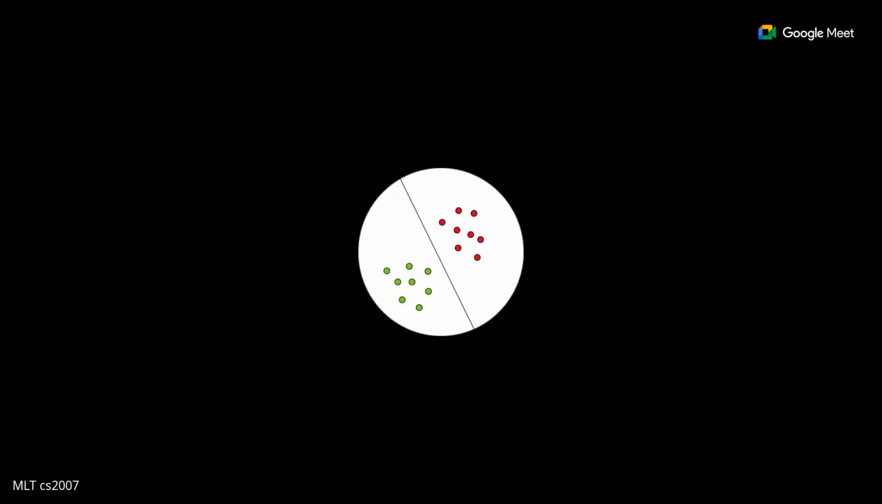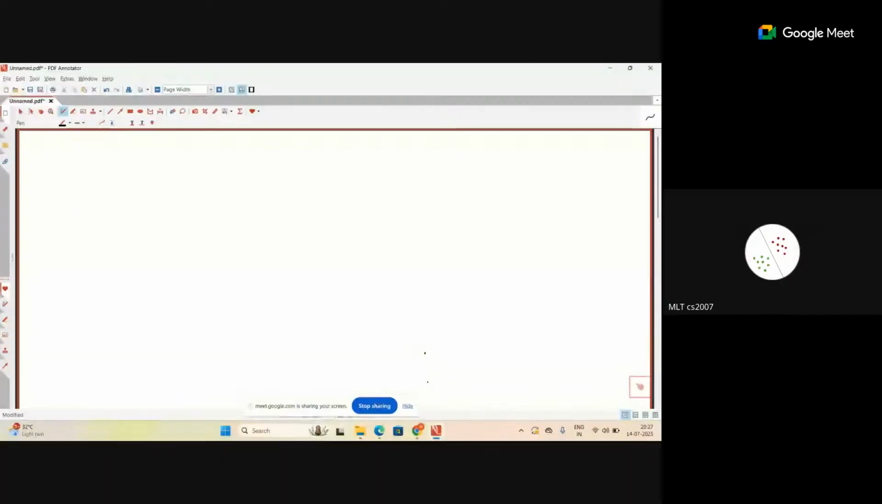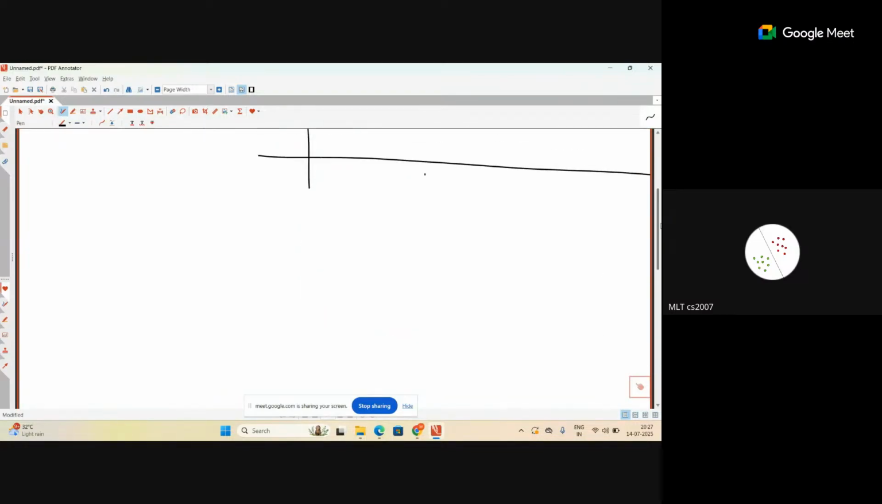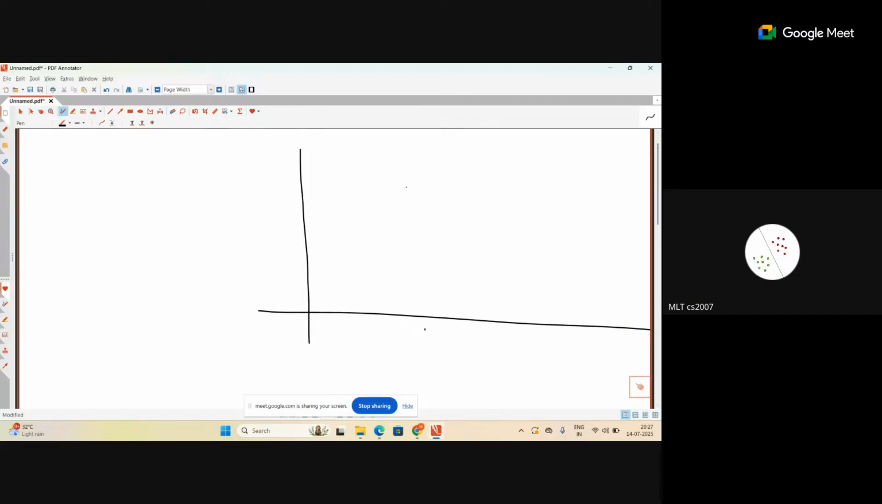Yes, correct. So maybe I'll share my screen. This is the fundamental thing. Let's say these are the data points: 1, 2, 3, 4, 5, 6, 7, 8, 10. Now suppose I have chosen this one as a centroid.